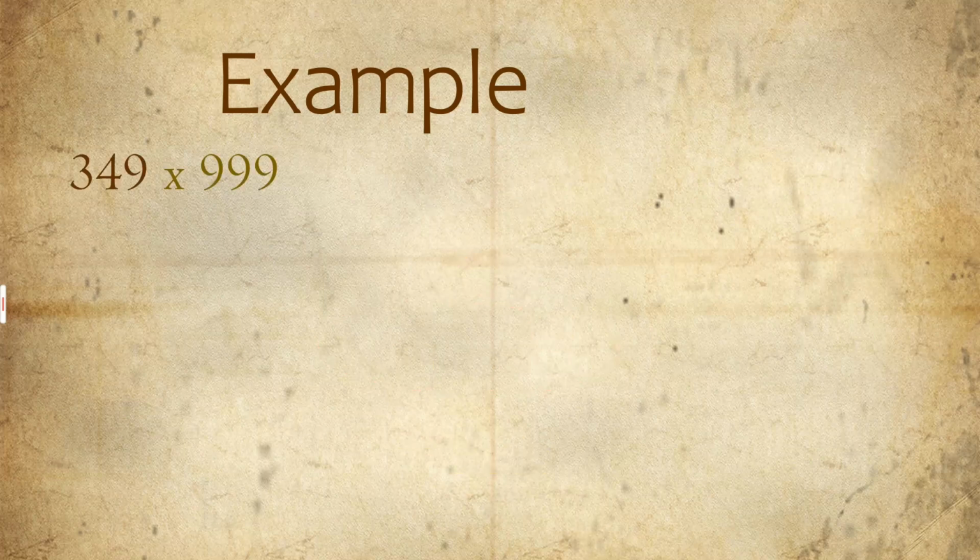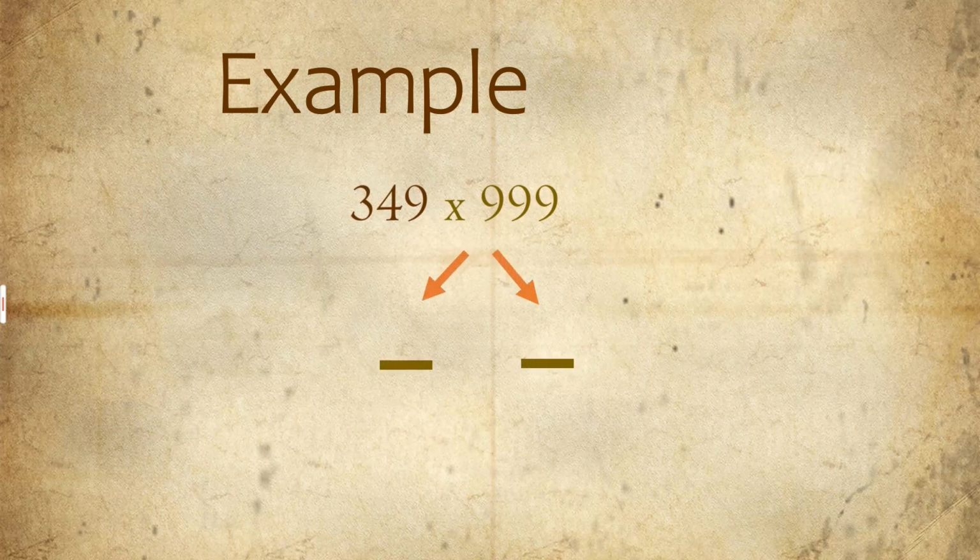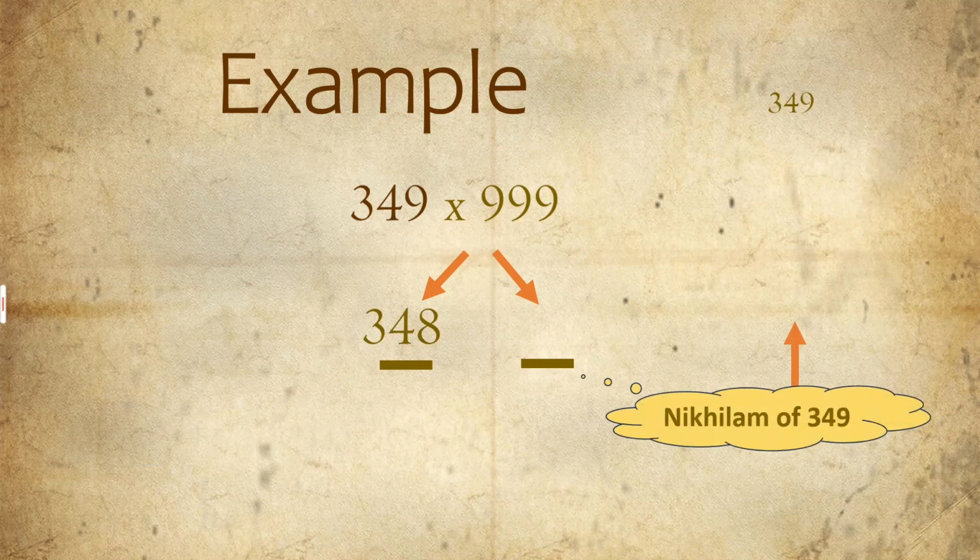Let's have a look at another example, this time with three digits. We have 349, three digits, 999, three digits again. That is equal, and hence we can apply the equal digits of 9 rule. Let's separate the answer into two different parts. The first part is subtracting 1, that is 349 minus 1, that is 348. Simple. The next part is the nikhilam of 349.